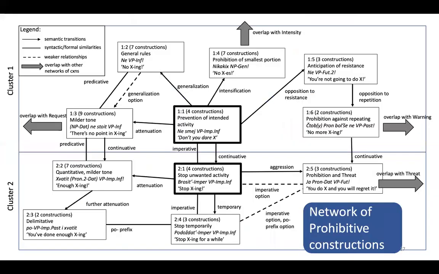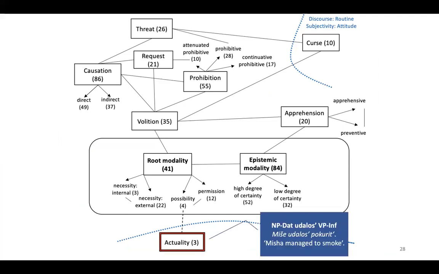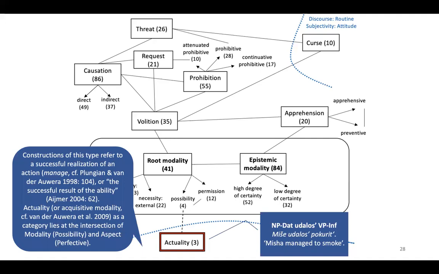we'll see that this single semantic type represents an entire network of prohibitive constructions, already presented to you in the previous talk given by Laura Yanda. The class of modality is also connected to other classes. For instance, it overlaps with qualia in the semantic type actuality, represented by constructions like «Мише удалось покурить», Misha managed to smoke. Actuality refers to a successful realization of an action, as the English verb manage, or the successful result of the ability, as Karin Eimer puts it.